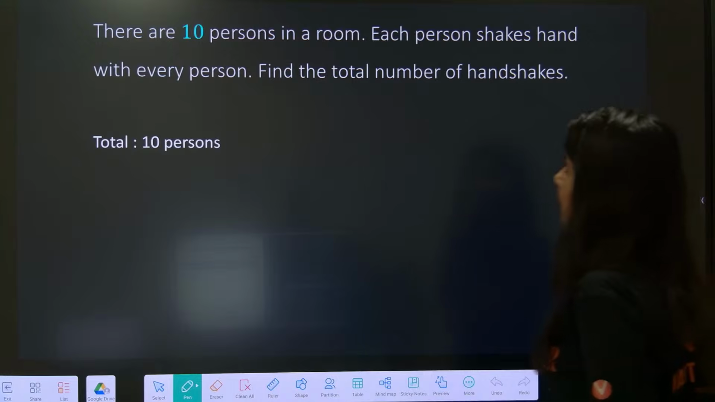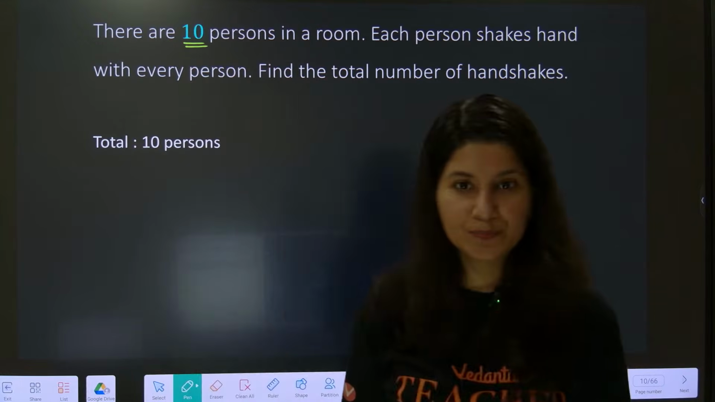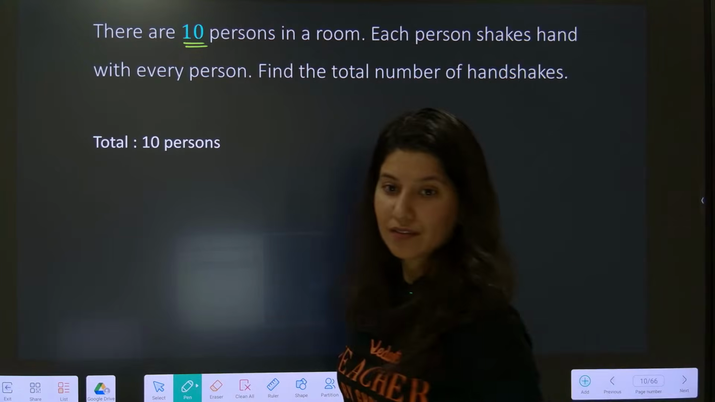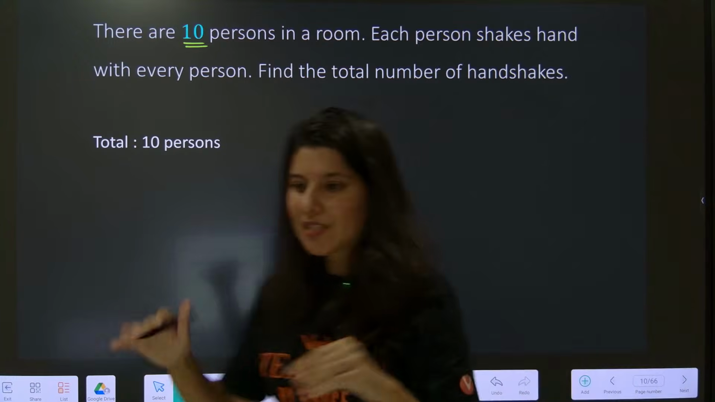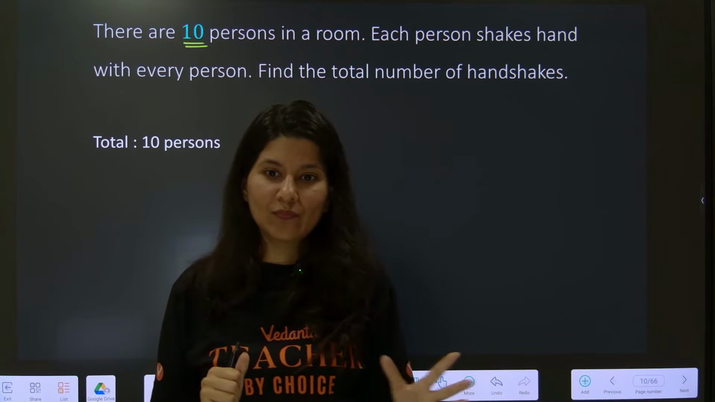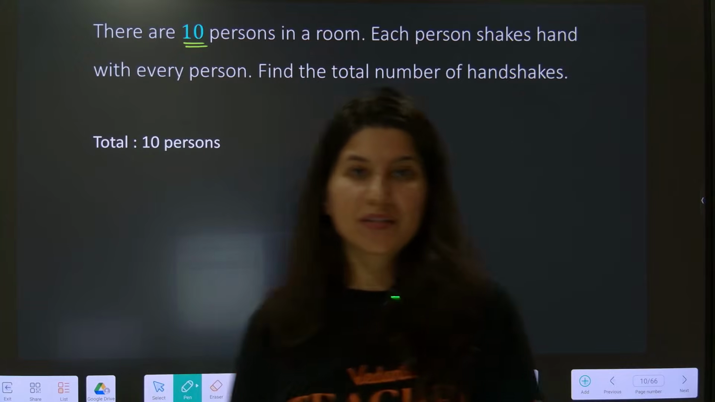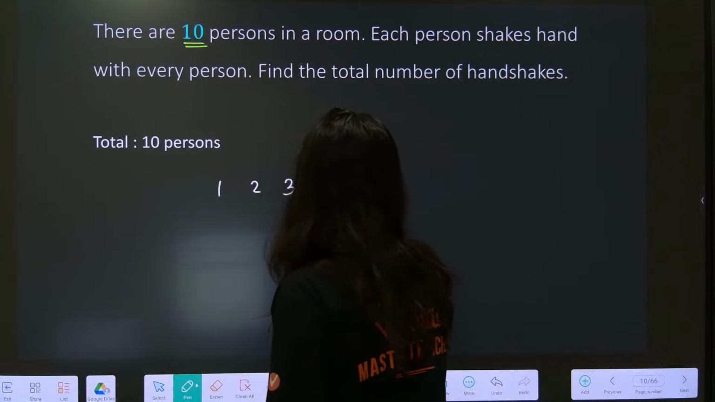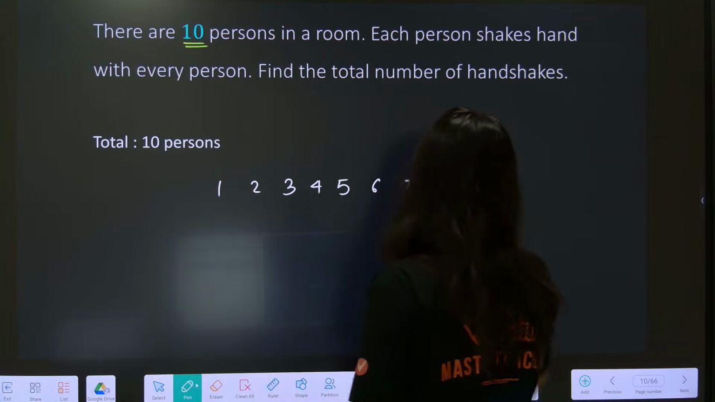There are 10 persons in a room. Each person shakes hands with every person. Total 10 persons are there and everybody is shaking hands with each other. Find the total number of handshakes. Understand, there are 10 persons: 1, 2, 3, 4, 5, 6, 7, 8, 9 and 10.